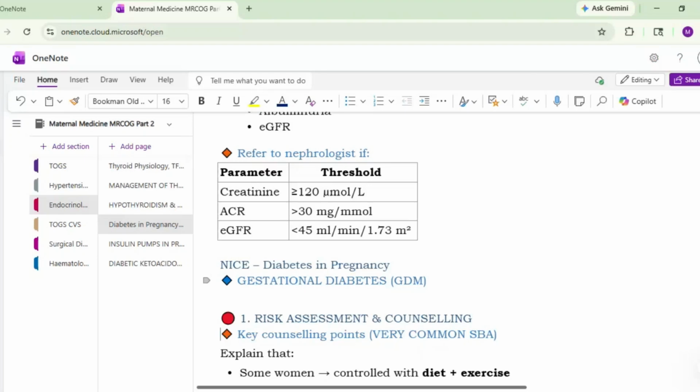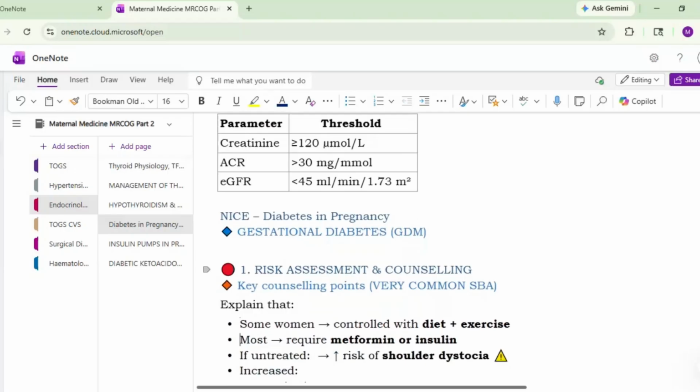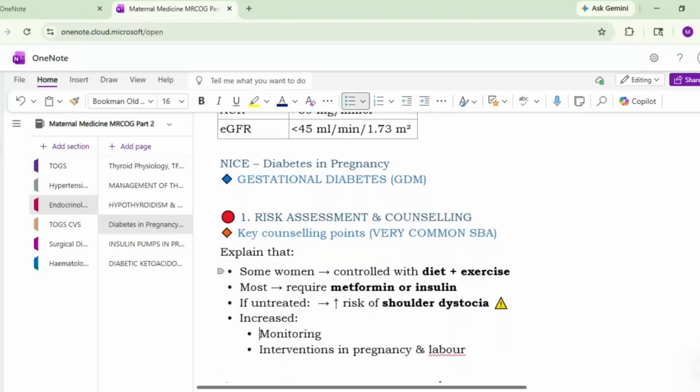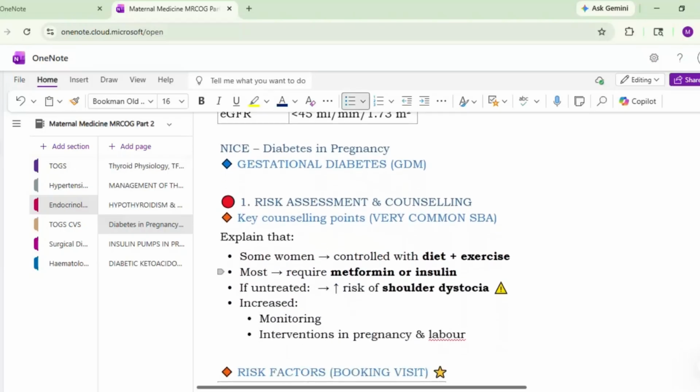Now coming to gestational diabetes mellitus. For this, the key counseling points are these. Some women will be controlled with diet and exercise. We have to explain to patients with GDM that some women will require only diet plus exercise, while most will require metformin or insulin.